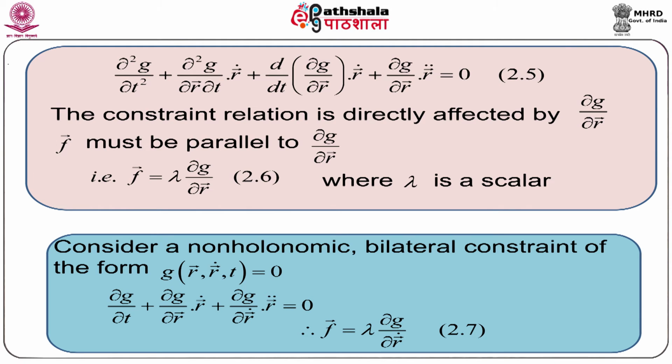Now let us consider non-holonomic bilateral constraint of the form g(r vector, r vector dot, t) equal to 0. In a similar manner, let us calculate the time derivative of this. We get this result. Here also the acceleration r vector double dot is directly affected by del g by del r vector dot. Please note it. So, F vector can be written like this. Lambda is a scalar.